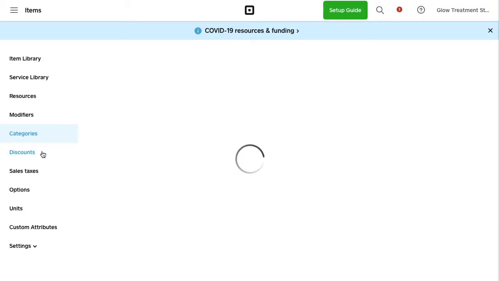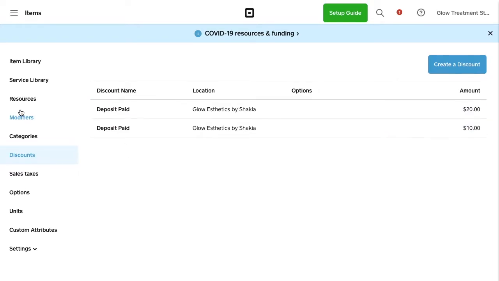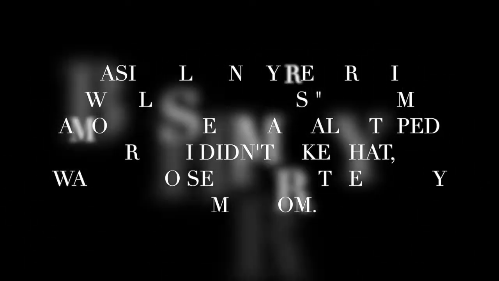So now I have deposits and, well, a discount, and the discount name is deposit paid. The only amount of a deposit that they pay on my website is $10 or $20. So now I can still click on a chemical peel, and I can click on discount and deposit paid $20, so I know what service I did. I hope that makes sense.